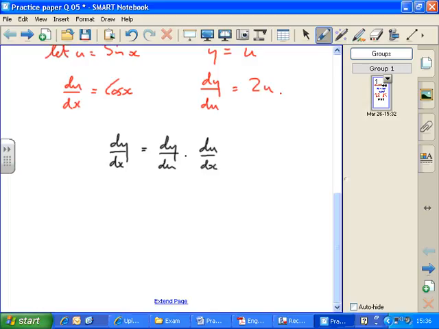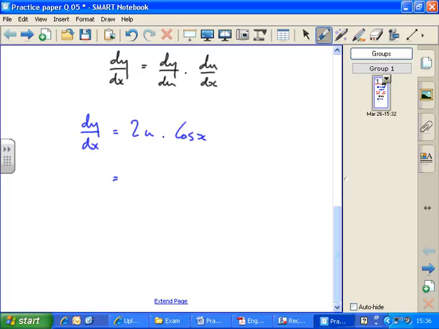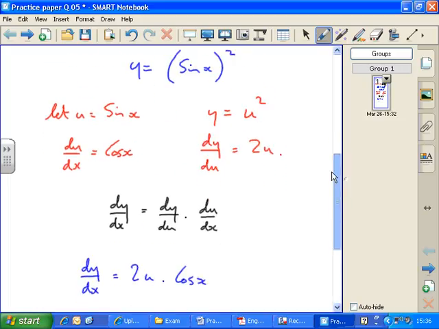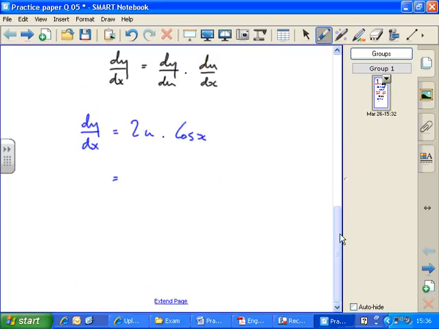That's the chain rule. And so dy dx equals dy by du, which is 2u, multiplied by du by dx, which is cos x. Finally, replace u with what we set u to be, which was sine x. So we've got 2 sine x times the cosine of x as my solution, dy by dx.